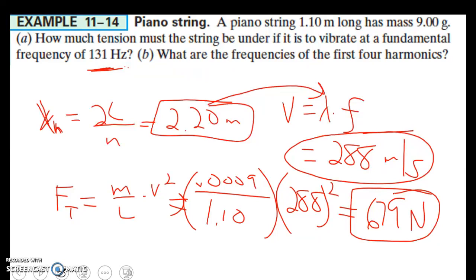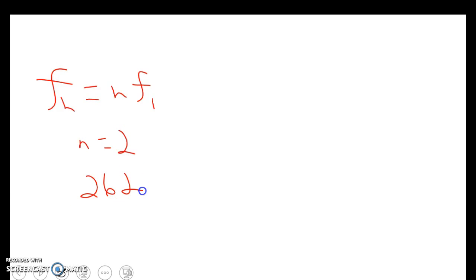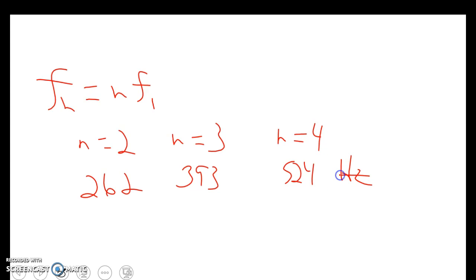So now what are the frequencies of the first 4 harmonics? Really, since the frequency is equal to n times our fundamental frequency, which we found to be 131, to find it for n equals 2, we just take 2 times 131, which is 262. For the third harmonic, it's 393. And for the fourth harmonic, it would be 524. And all of these are measured in hertz.